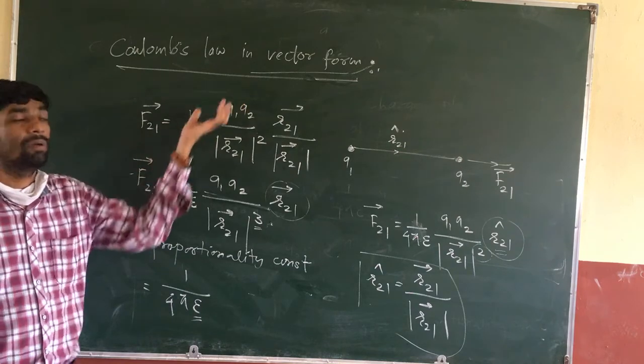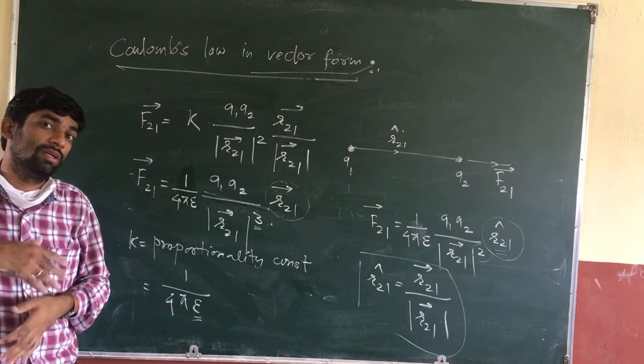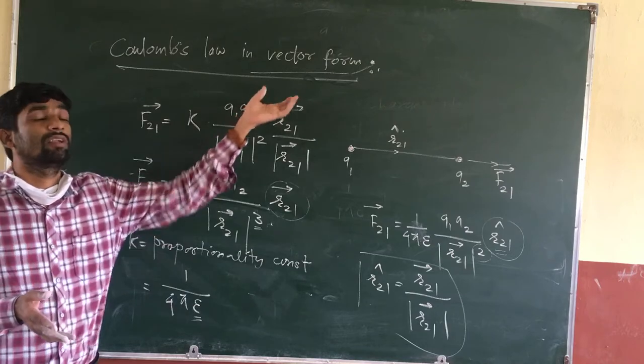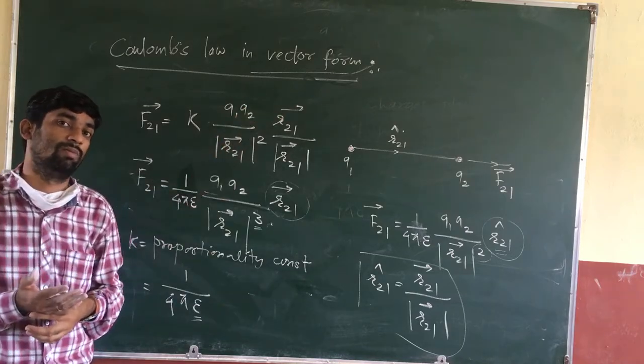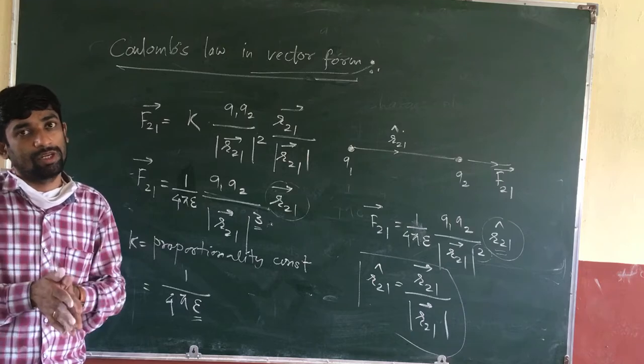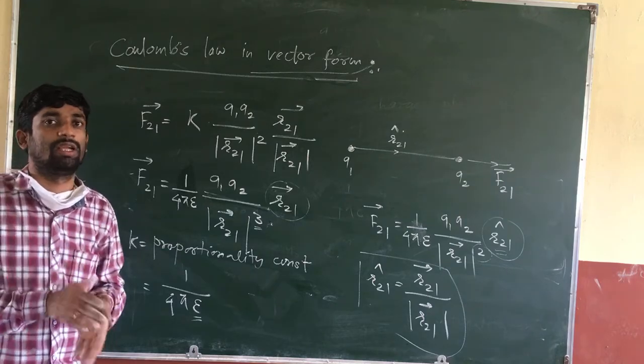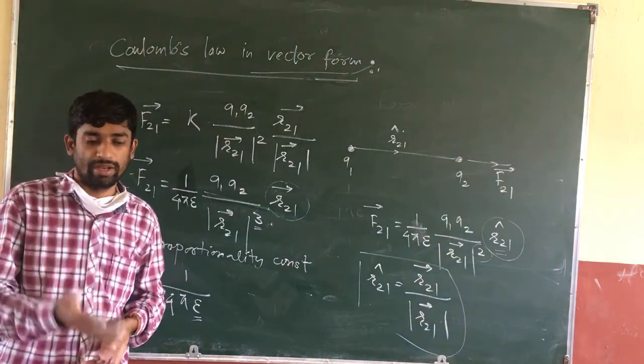So this is the simple vector form. If you replace this vector form with the position vector form, then the expression will change again. That we are going to discuss in the next lecture.